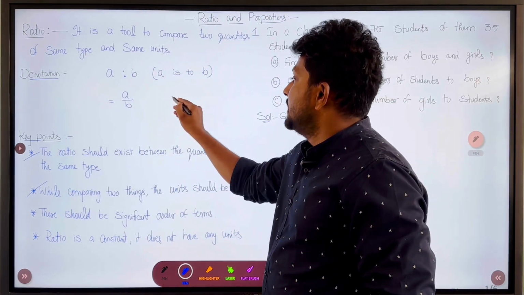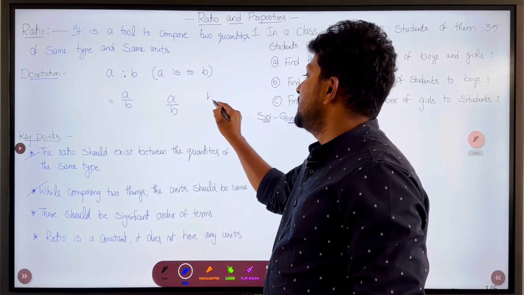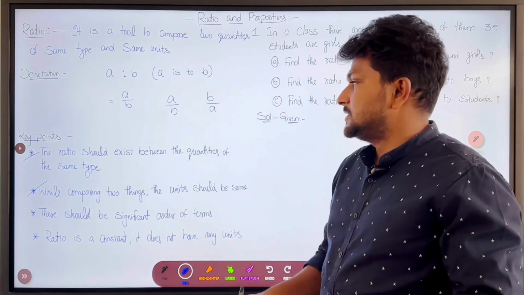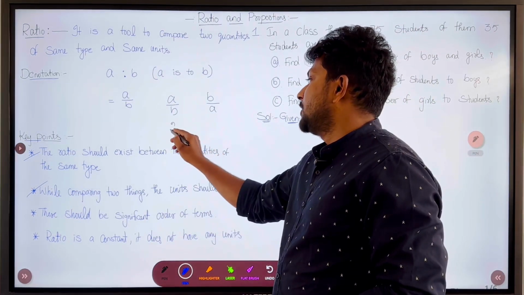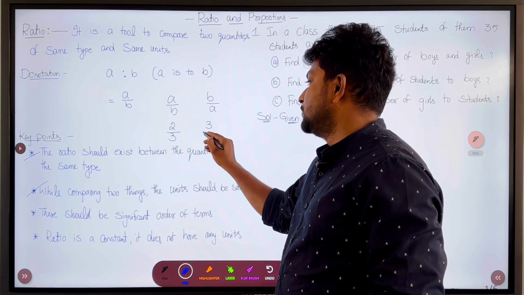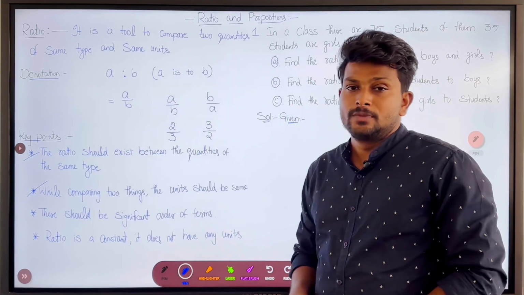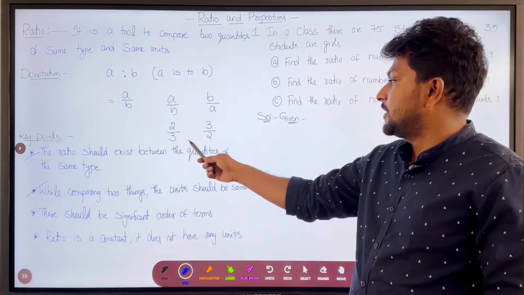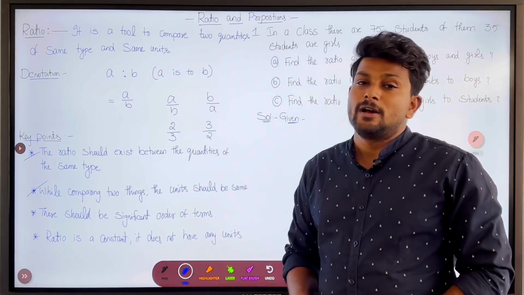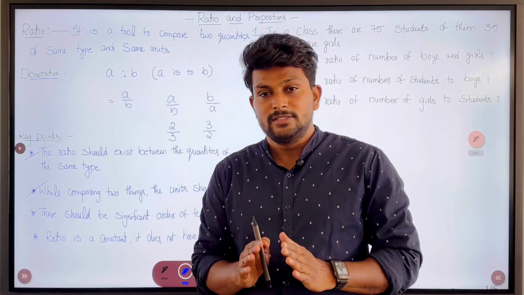So here A by B is one comparison and B by A is another comparison. Both are not same. So let's see some example. If I am comparing 2 by 3 and 3 by 2, are these two fractions same? Not same, right? So these two fractions have different values. So that's why that is not a fair comparison. When we are comparing two quantities, order must be same.